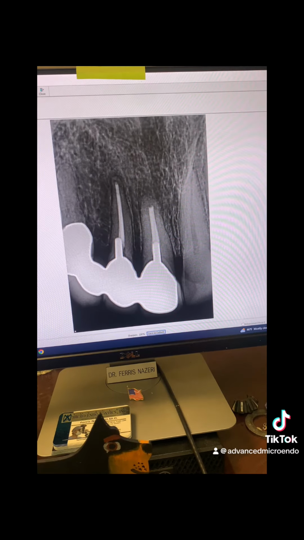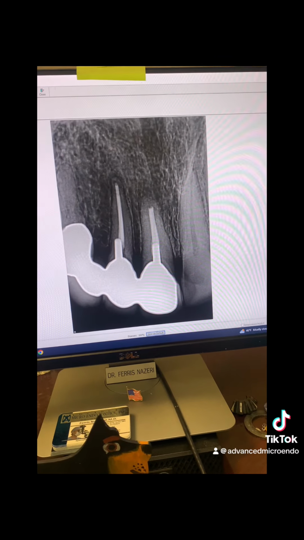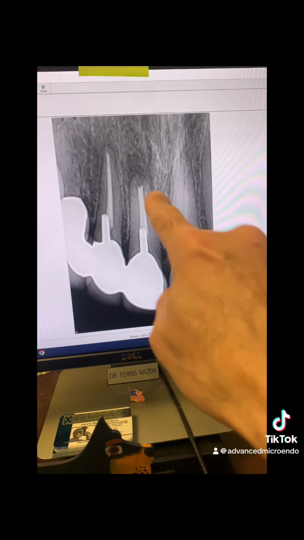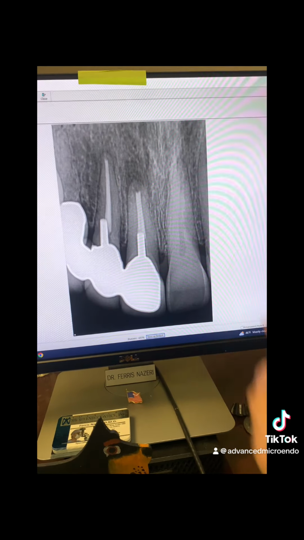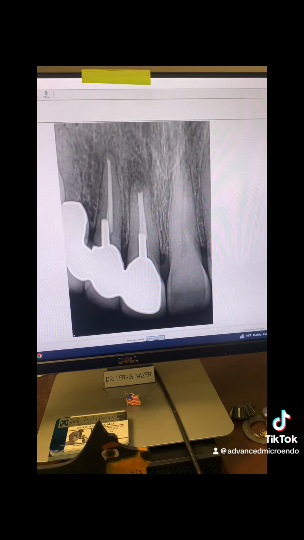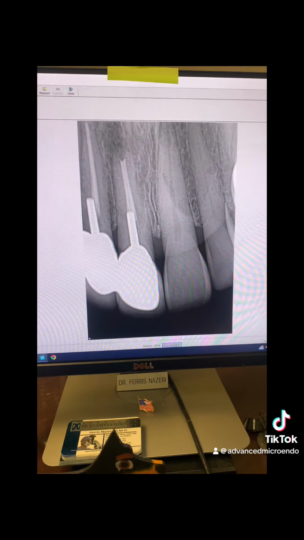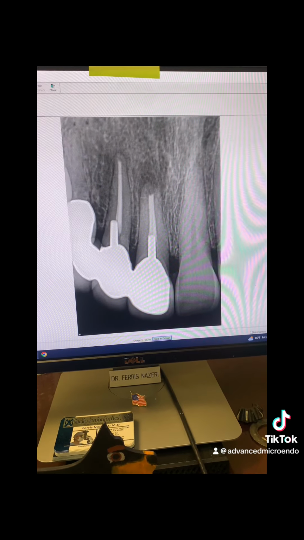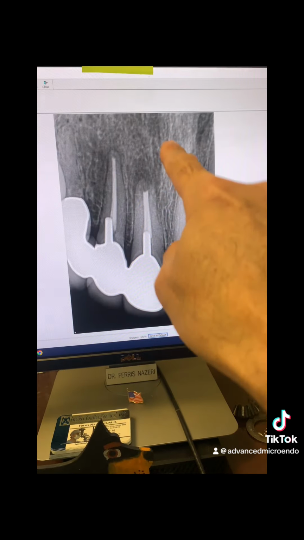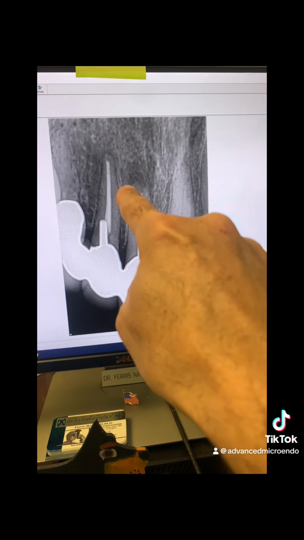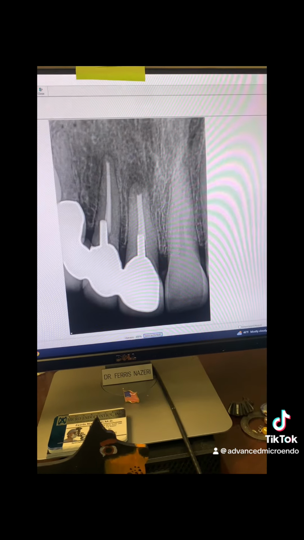That's another angulation of the tooth. Again, you can see that large periapical lucency there. Another angulation of the tooth. And again, another angulation. And you can see the large periapical lucency and apical root resorption there.